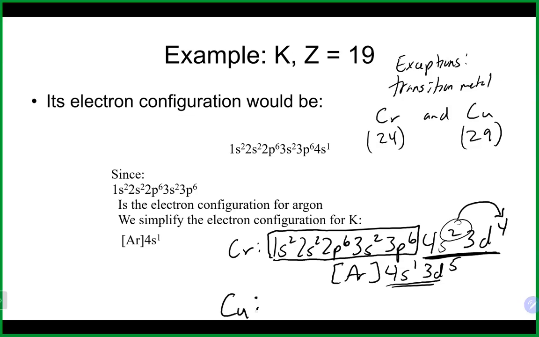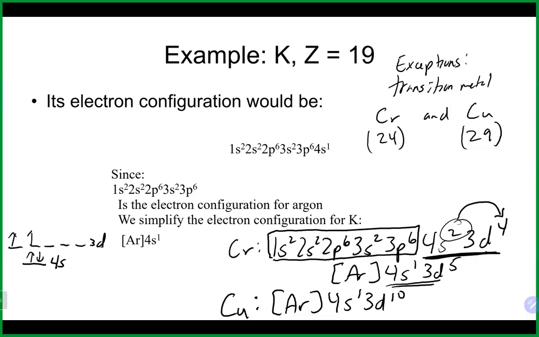Copper is also a similar exception. It is argon 4s1, 3d10 rather than 4s2, 3d9 like you would get if you followed the zigzag approach. The reason for that is they are super close in energy to begin with. So when we fill up the 4s first, and then we fill up the 3d, it's not a lot of energy needed to promote that electron up to the 3d. So it happens. It makes it a little bit more stable.